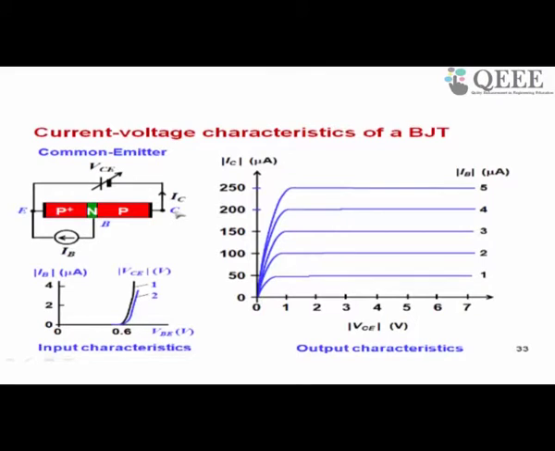So the collector terminal is referred to as the output terminal here, and the base is the input. Okay, that is why this is called output characteristics. Collector current characteristics are called output characteristics, whereas base current characteristics are called input characteristics. So IB is of the order of microamperes here, as you can see, and base to emitter voltage, that is the voltage between this P plus and N terminals.